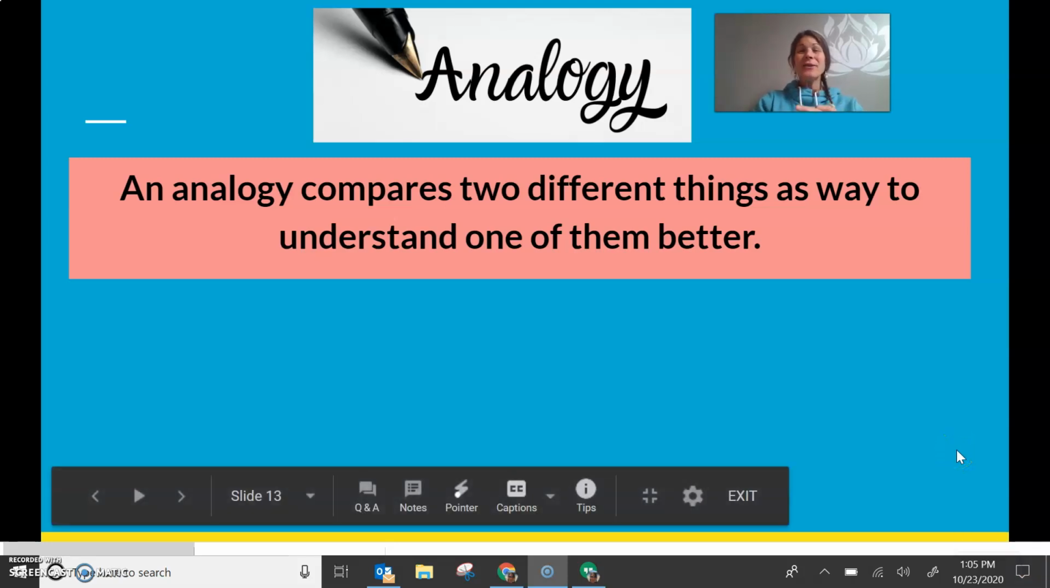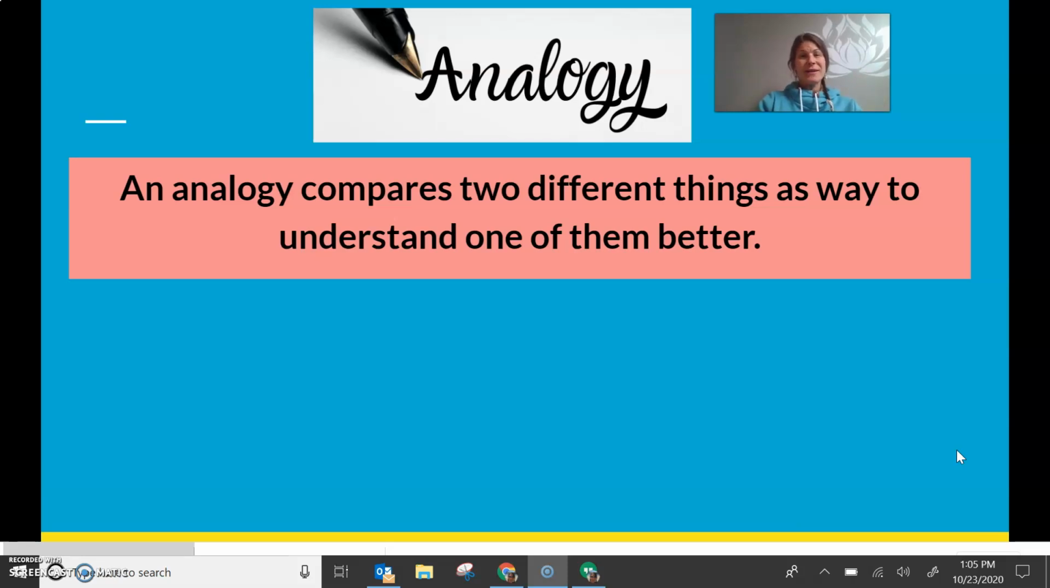Miss Carlin here. My goal today is to help you understand analogies better and feel more comfortable and confident when writing them. Analogies can be a really effective way to help yourself or someone else understand something a little bit better. It's when we take two very different things or similar things and compare them in a way that helps us understand one of them a little bit better.